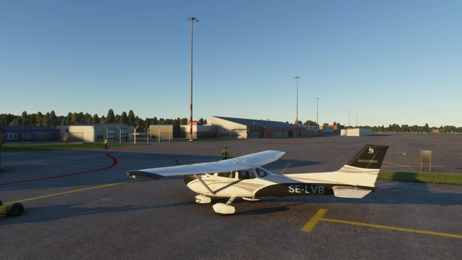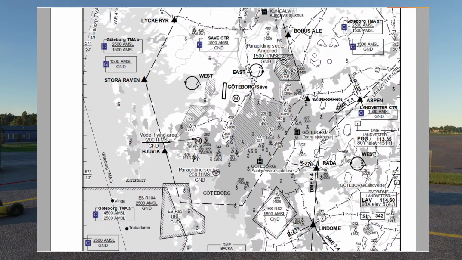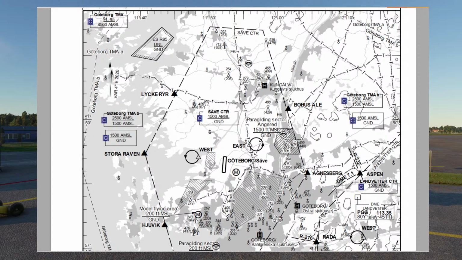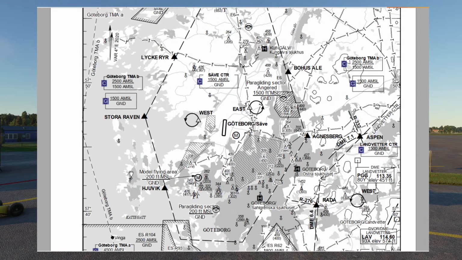So first of all, we have to get the clearance out from Säve, the airport we're at, and I'm going to try to get a clearance to the south. If we look at the chart for Säve quickly, we can see that there's an exit point over here, which is Juvik. There's another one at Agnesberg, Bohus Ale, Lyckeryr, Stora Raven.